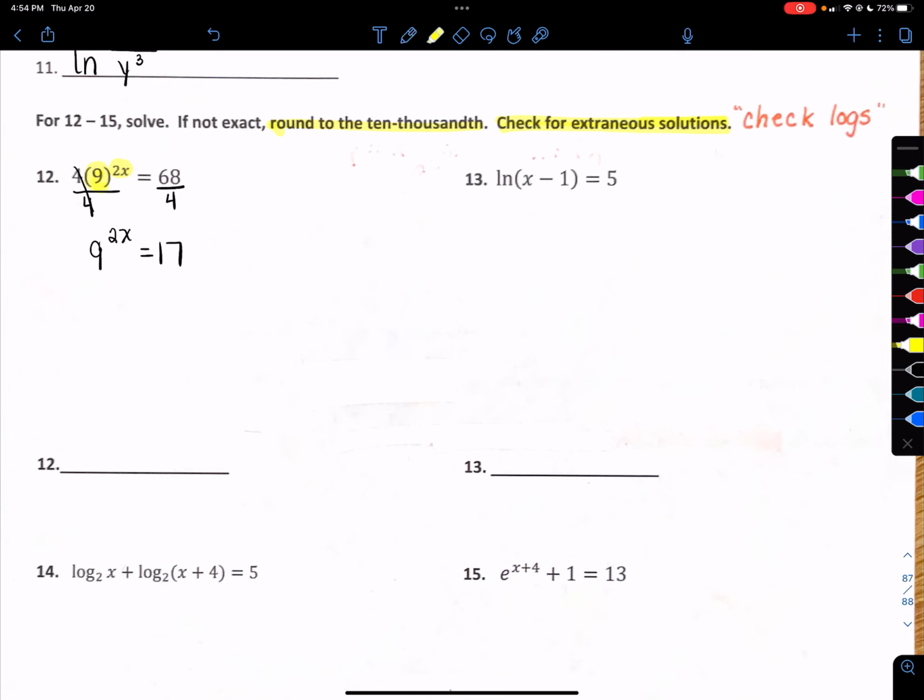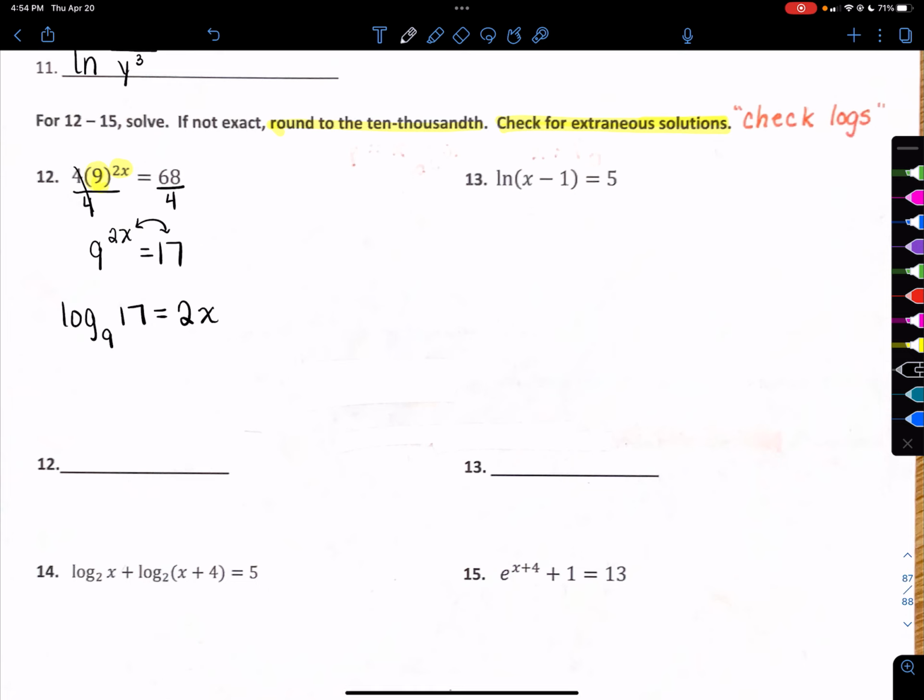Remember, the inverse of exponential is log. If you get stuck on an exponential, it's likely that you have to convert it to a log. If you get stuck on a log, it's likely that you need to go back and convert it to exponential. This, again, is like numbers 4, 5, and 6. Exponential turned into log. So I have log 9. These two here swap places. So log 9 of 17 is equal to 2x.